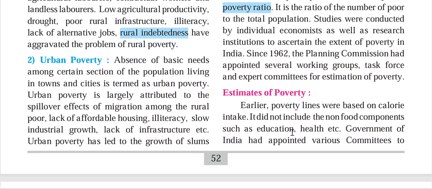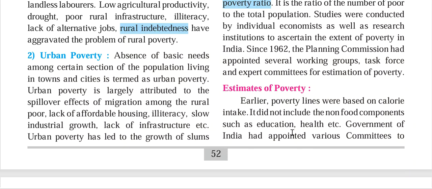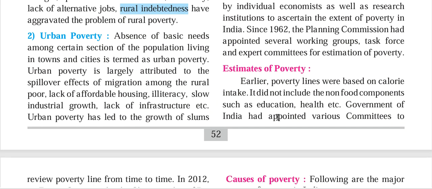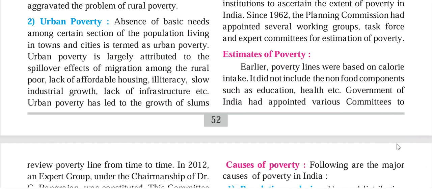So how do we measure poverty in India? For this, we use something called the poverty ratio. Poverty ratio means the ratio of poor population to total population. Now, estimates of poverty.